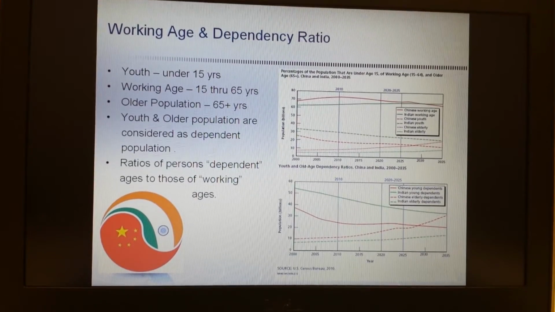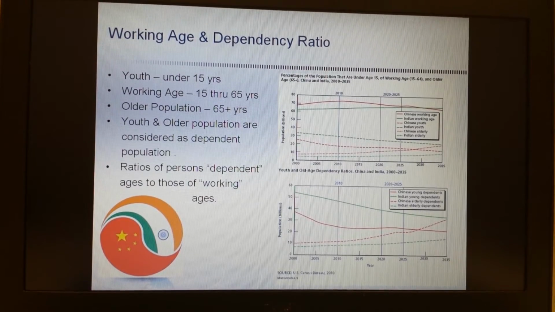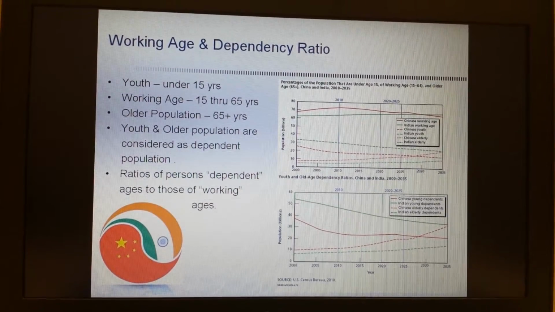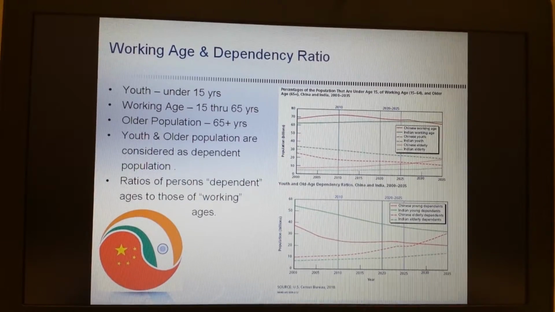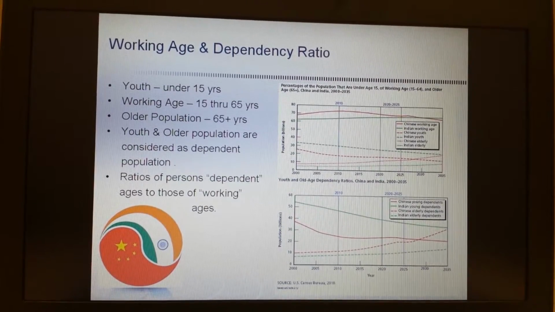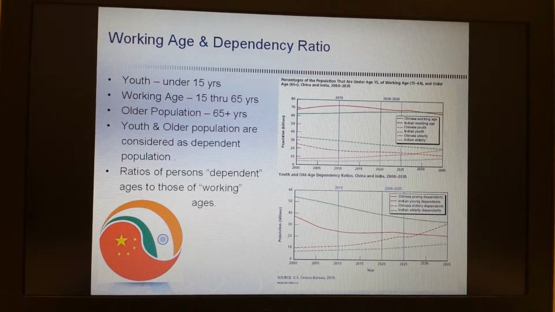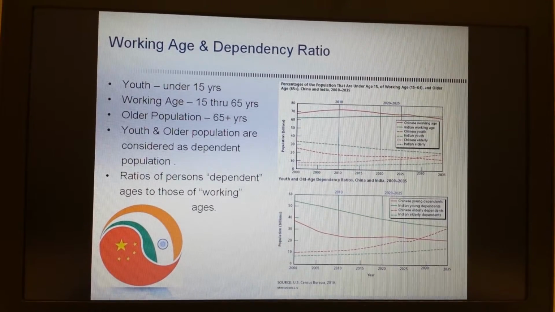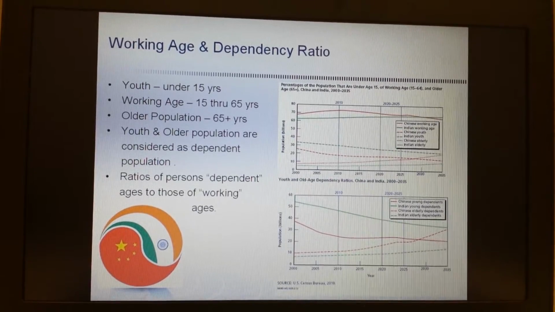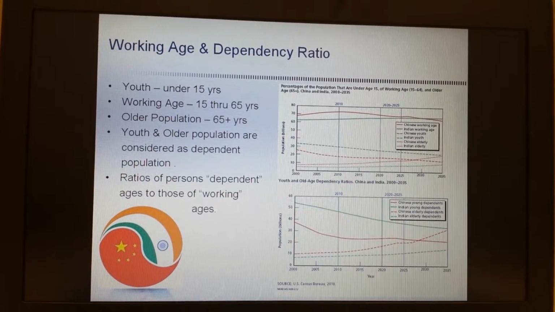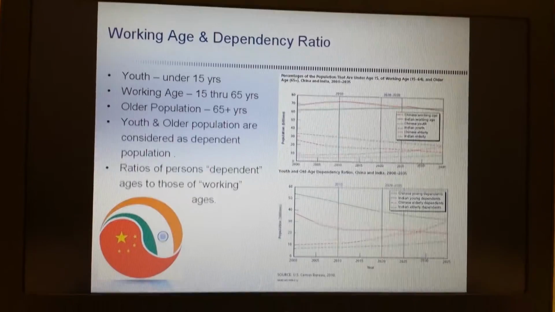The third is working age and dependency ratio. Youth is defined as the age group under 15 years. Working age is 15 through 65 years. Older population is 65 plus years. Youth and older population are considered the dependent population. The ratio of dependent ages to those of working ages is called the dependency ratio.